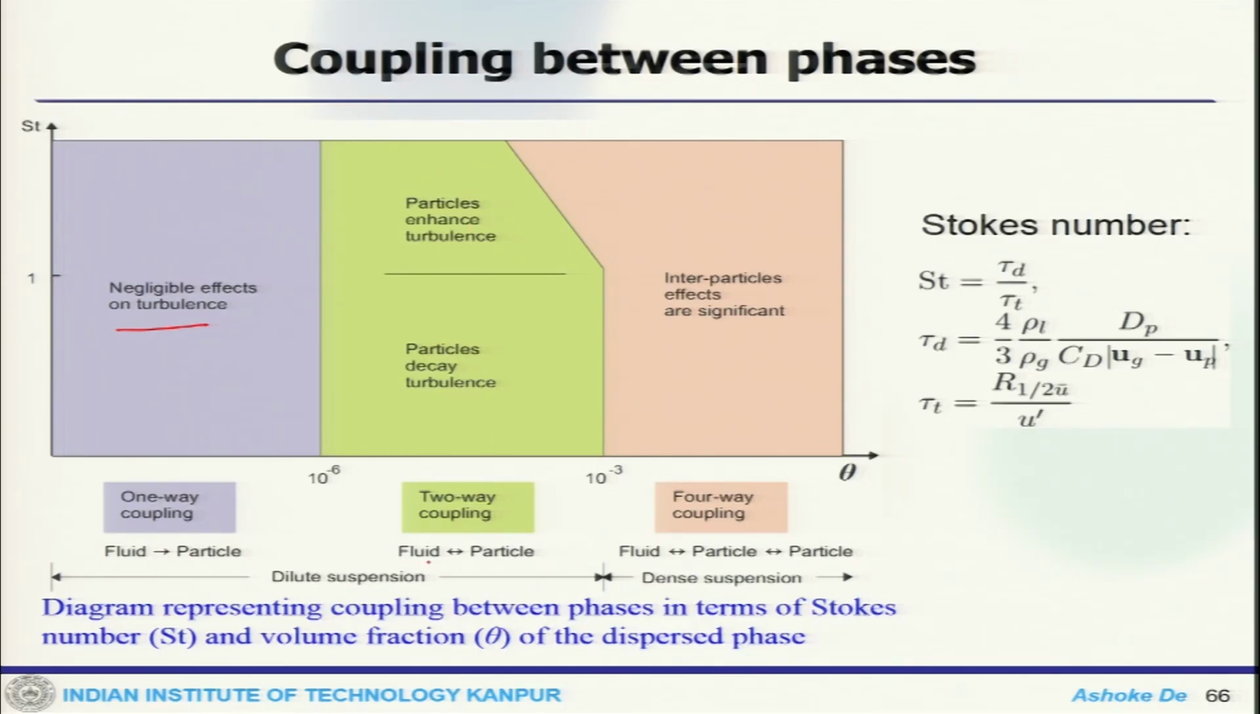So this is two-way coupling, fluid-particle interaction. This zone goes to dilute spray or dilute suspension, and this is where the four-way coupling is important in the dense region. So there are Stokes number and the time scale of all this can be correlated.